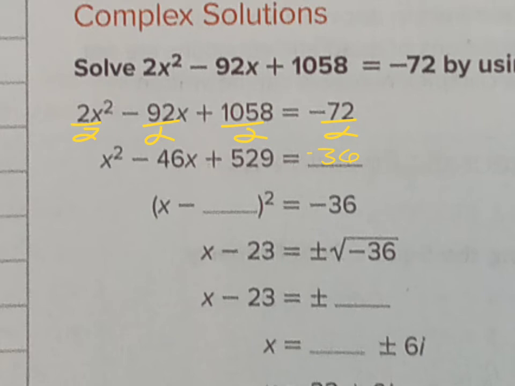So now they go through and they factor this side. We factor this. Factors of 529 that add to give you negative 46. They got to be the same. That's the whole point. So two identical numbers: negative 23 and negative 23. Rewrite it if you need to.